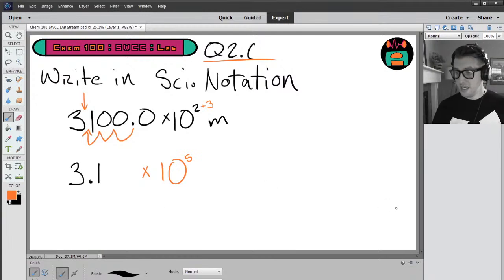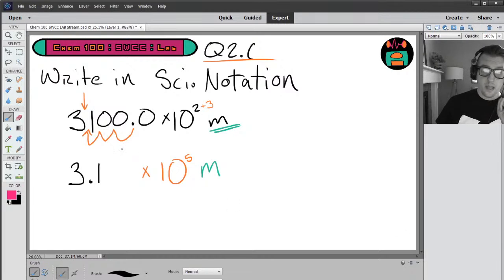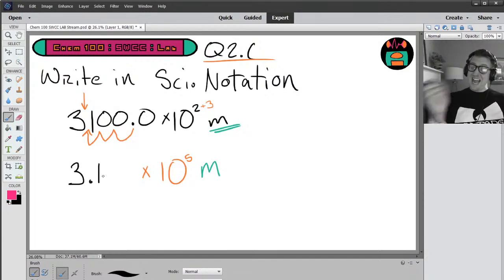But there's 2 additional things you have to be aware of. Anytime you're writing a number in scientific notation, if that number had units, you have to include the units in your answer, so this is meters. The second thing you have to watch out for is significant digits. When you write a number in scientific notation, it needs to have the same number of significant digits that it had before we changed the number to scientific notation. So 3.1 times 10 to the 5th is the correct value, but we need to make sure it has the same number of significant digits.